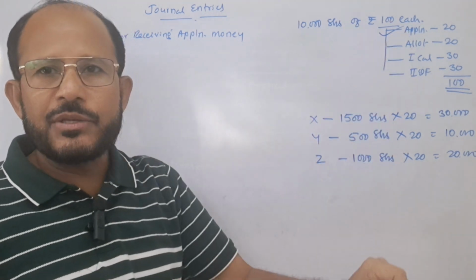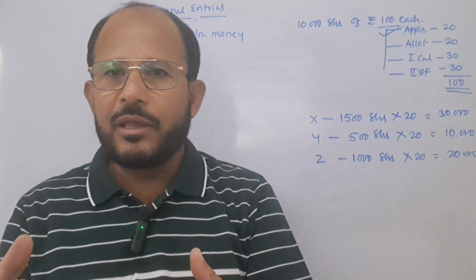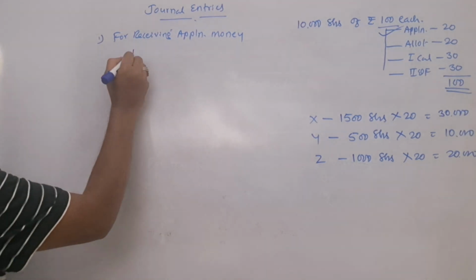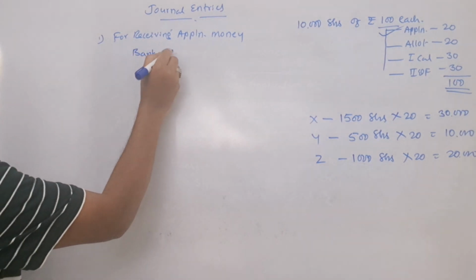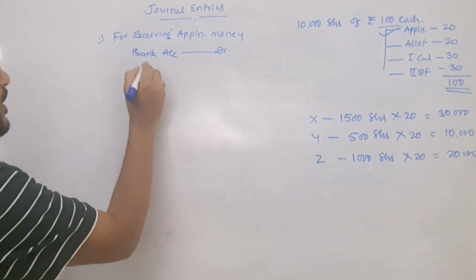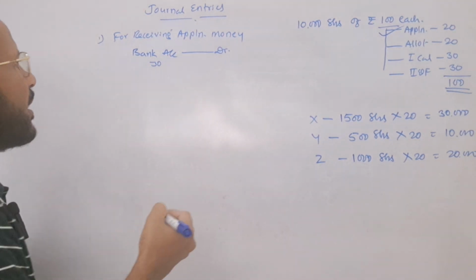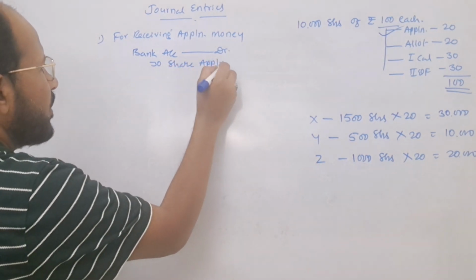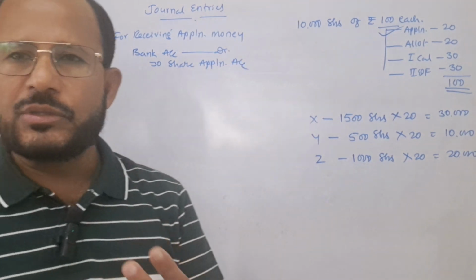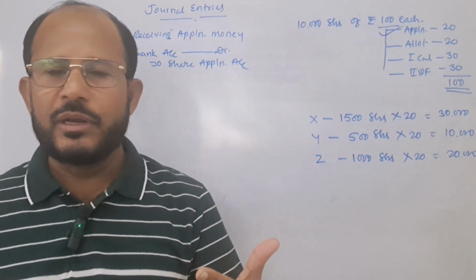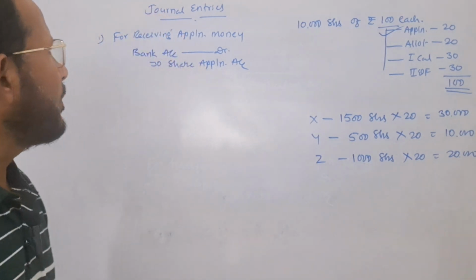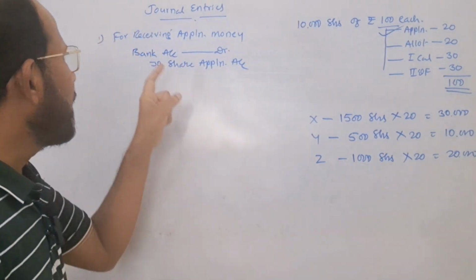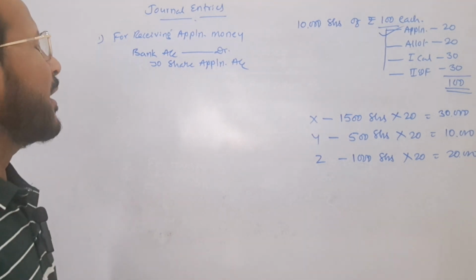First installment is the application money. When the application money is collected by the company, in the journal entry the bank account is to be debited. Try to understand here. Bank account is to be debited with the amount of application money. Next one is to share application account. We need to open 2 accounts here. One is the bank account, next one is the share application account. Bank account is debited because cash flows into the business.